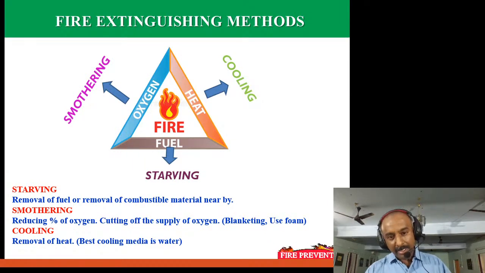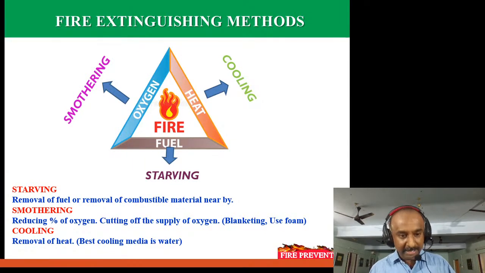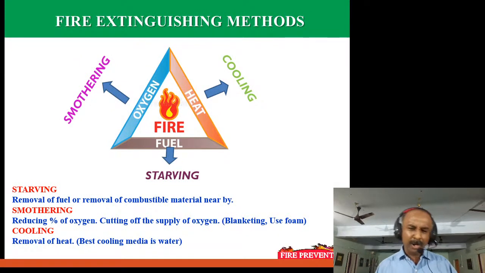The second method is called smothering. What is smothering? Reducing the percentage of oxygen or cutting off the supply of oxygen. As we know, fire consumes oxygen from the air. If the oxygen is cut off, you can control or put out the fire in the fire zone. An example is blanketing, which does not need any specialized equipment. We can use some wet cloths and cover the fire zone to control the fire. This is a simple method.